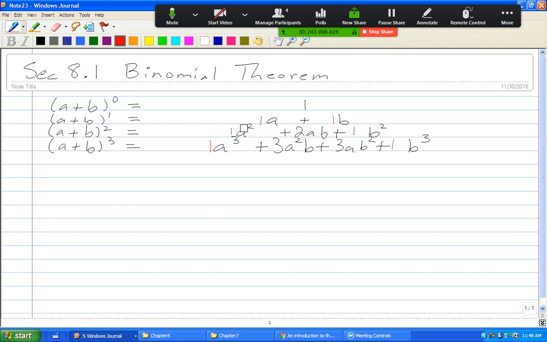Now, if you look at 1, 1, 1, 1, 2, 1, 1, 3, 3, 1, this is Pascal's triangle. So those coefficients are just Pascal's triangle. Now let me put in some others. a to the 0, b to the 0. Obviously, that's just a 1. a to the 1, b to the 0. Well, that's just, oops, I should have put the 1 over here.